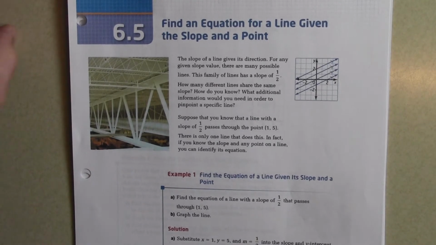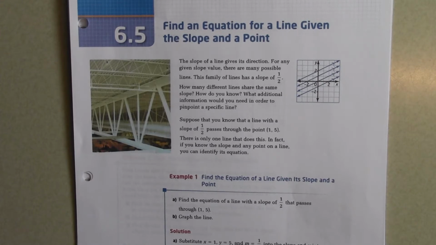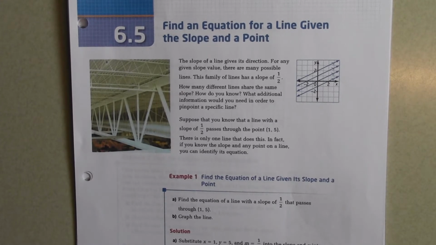This is section 6.5. We're going to find an equation for a line given the slope and a point. Any point. We should know already the equation of a line given the slope and the y-intercept, right? We know that already. We just plug in those values m and b, and we have our equation of the line. Today we're going to be finding the equation of a line if we have the slope and any point, okay?